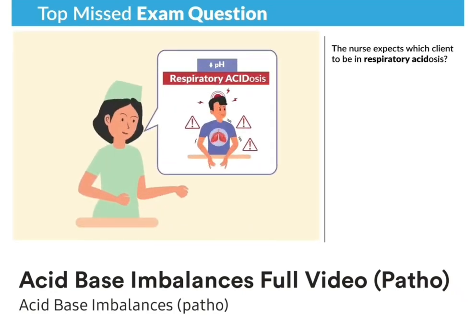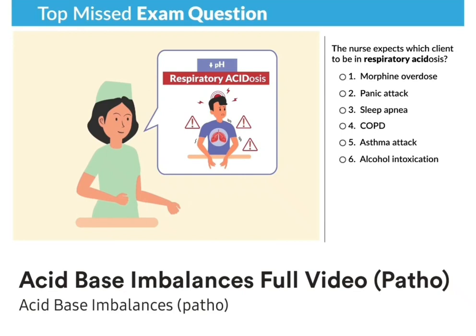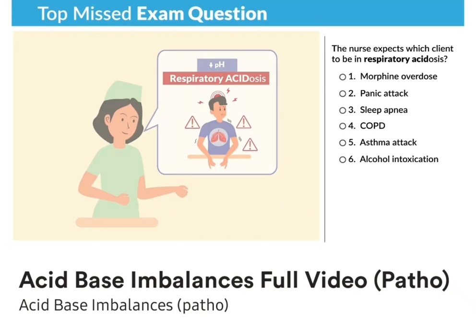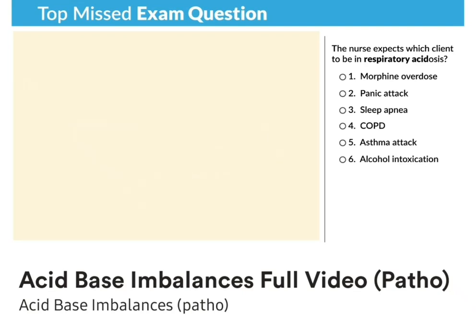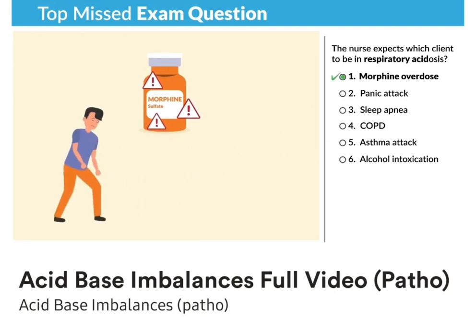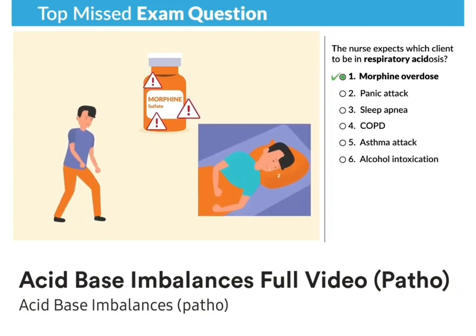Now for the top missed exam question here. The nurse expects which client to be in respiratory acidosis? So before looking at the options, just think here. Acidosis is that slow cis, so slow breathing. So option number 1, morphine overdose. Yes, it makes things low and slow, putting us into acidosis, like snoring, acidosis.